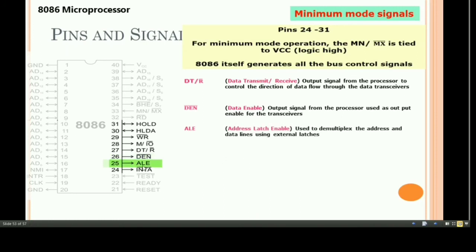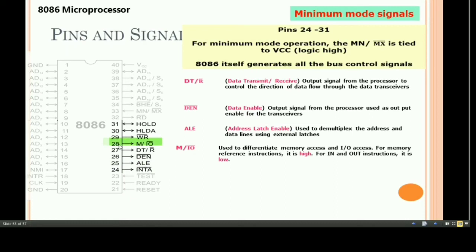Next is address latch enable. Pin number 25 is active high. It is also the output signal and it is address latch enable. It is used to demultiplex the address and data lines using external latches.